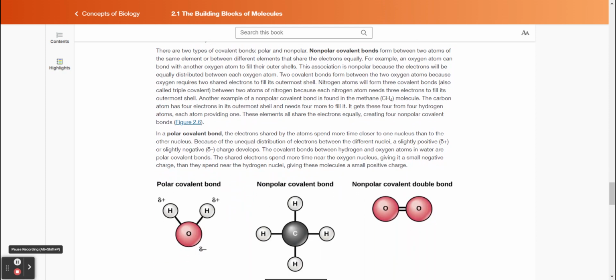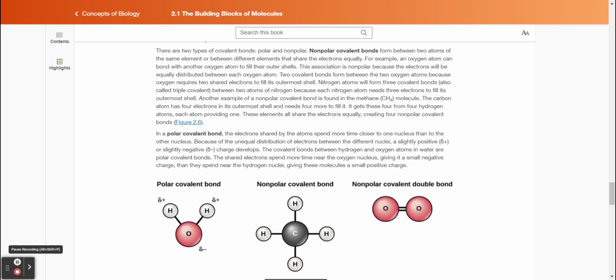There are 2 types of covalent bonds, polar and nonpolar. Nonpolar covalent bonds form between 2 atoms of the same element or between different elements that share the electrons equally. For example, an oxygen atom can bond with another oxygen atom to fill their outer shells. This association is nonpolar because the electrons will be equally distributed between each oxygen atom. 2 covalent bonds form between the 2 oxygen atoms because oxygen requires 2 shared electrons to fill its outermost shell.